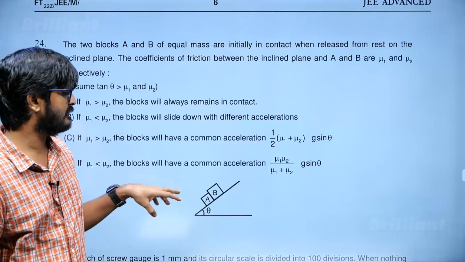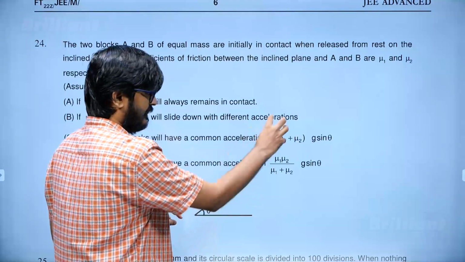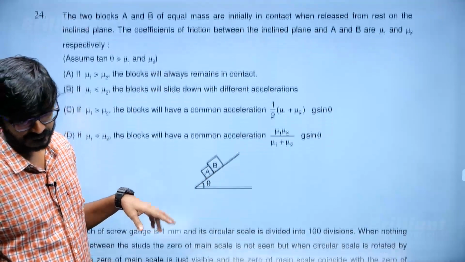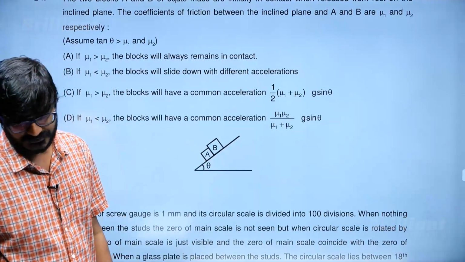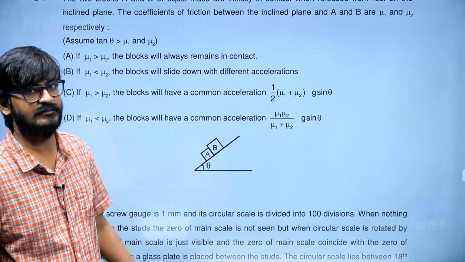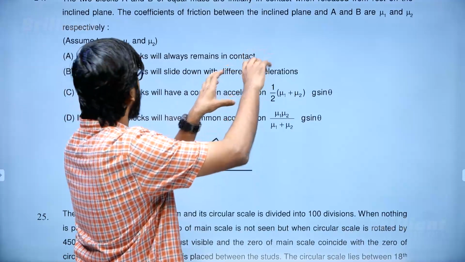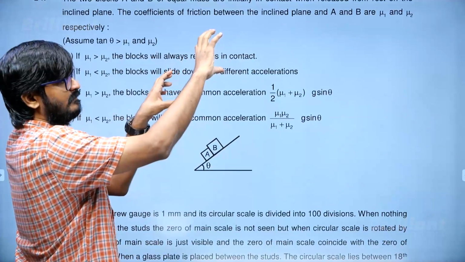Now what you need to do is assume they are placed a little far away. Then what is going to happen? Whose acceleration will be more? That depends on mu1 and mu2. If mu1 is greater than mu2, A's acceleration will be less and B's acceleration will be more. So if you place them side by side with a small gap, A will slide slowly, but B will slide quickly.